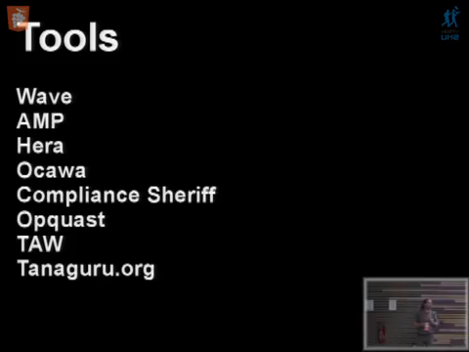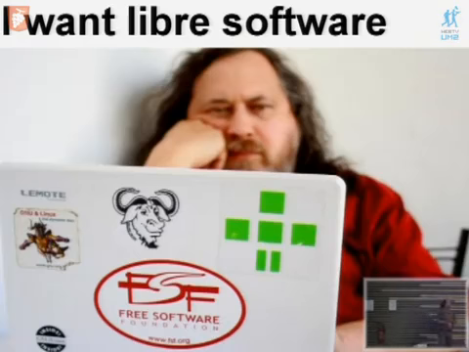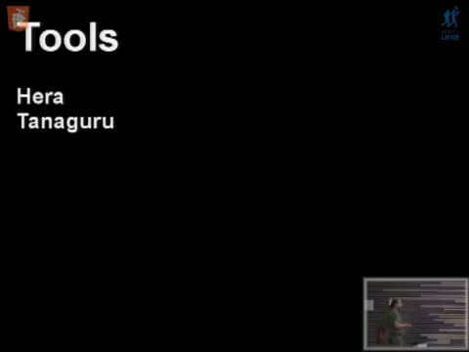But listen to Richard. Before I got involved in Tanaguru, I said, listen to Richard. I want freedom. Richard Stallman said, I want libre software, I want freedom. So what is the remaining list of tools? These ones. Okay, two tools.